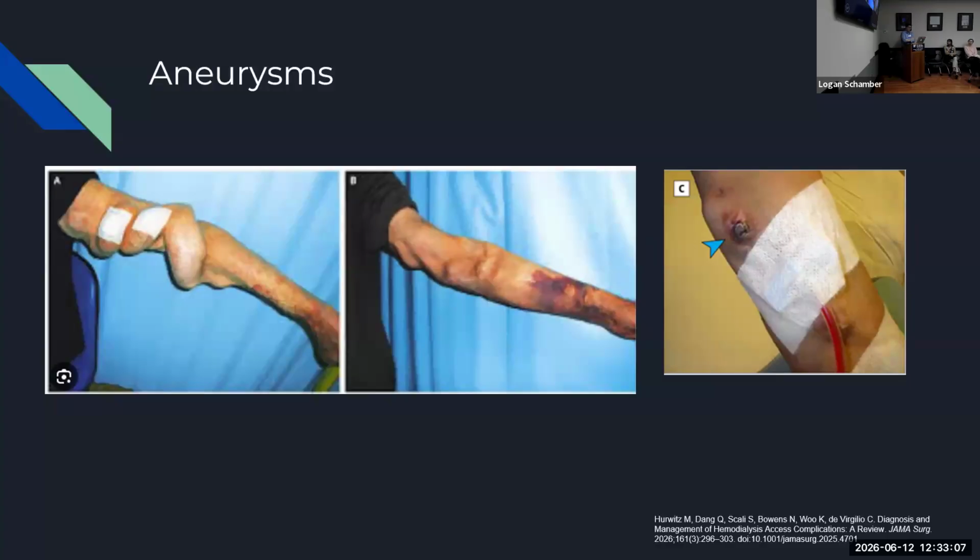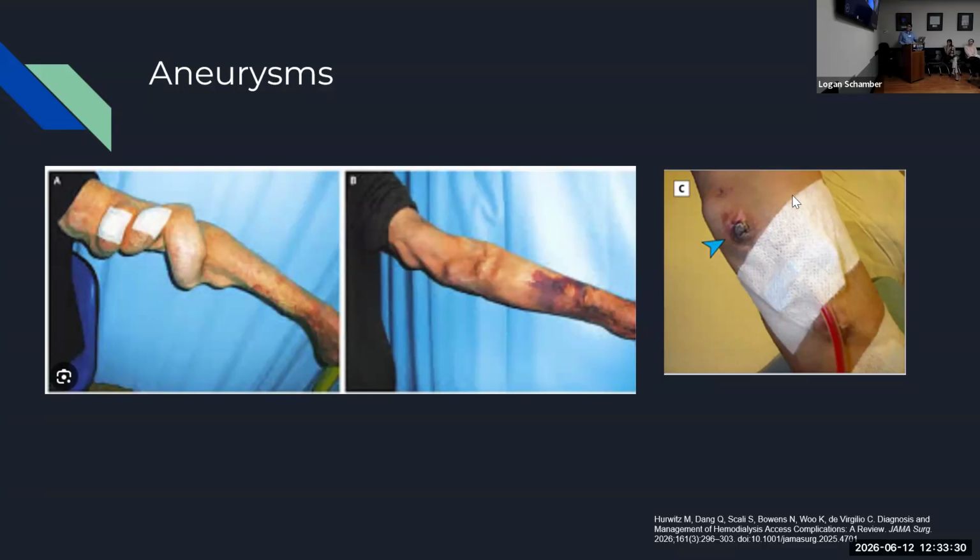Again, like a lot of these complications, the diagnosis should first be suspected clinically and then confirmed with ultrasonography. In this case, the importance of it would be to assess the size, flow, and evaluate for outflow stenosis. And then beyond ultrasound, catheter-directed venography can be done in order to also assess for concurrent outflow stenosis.